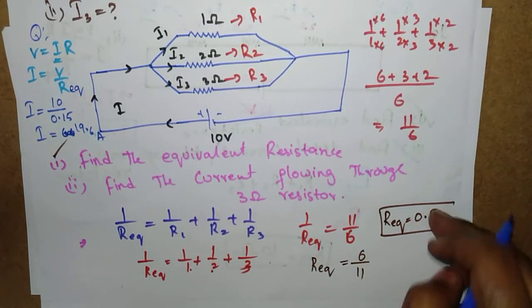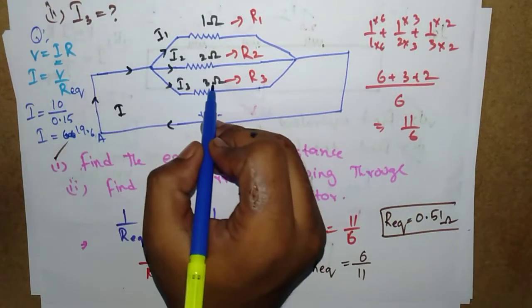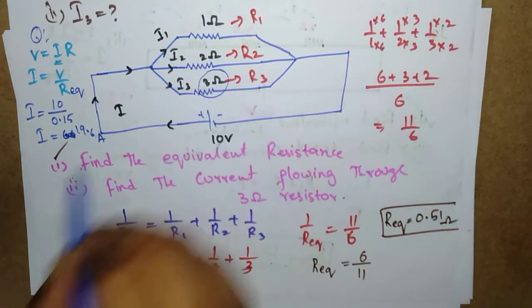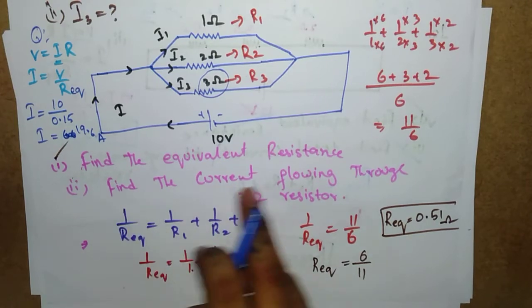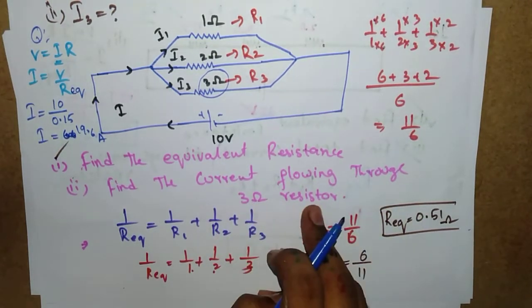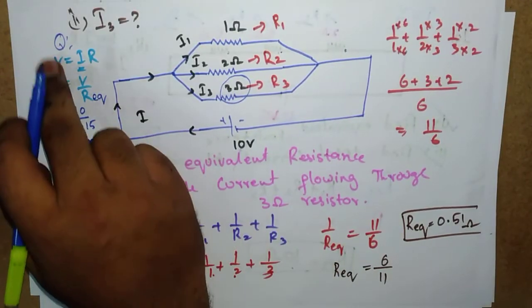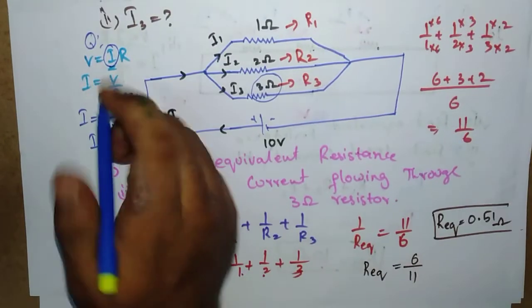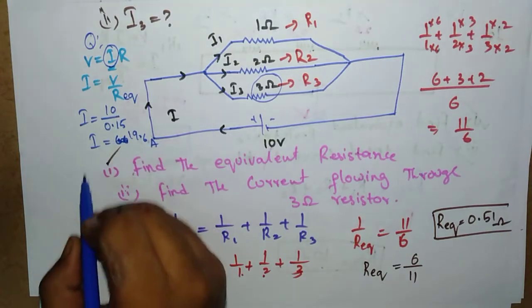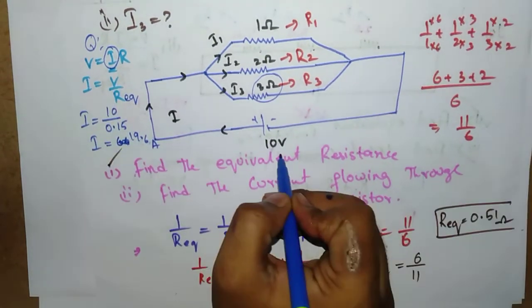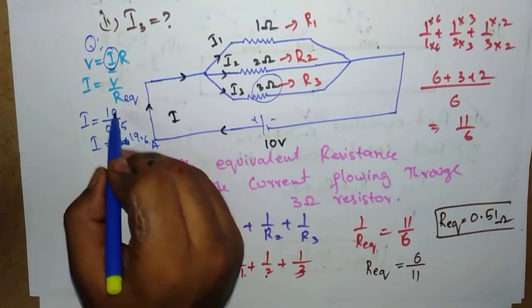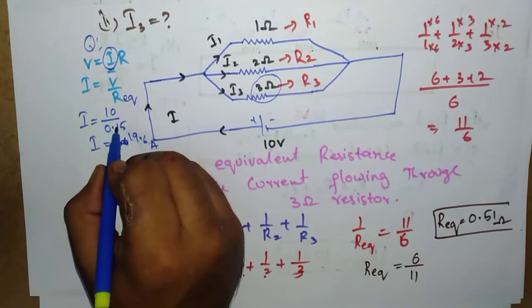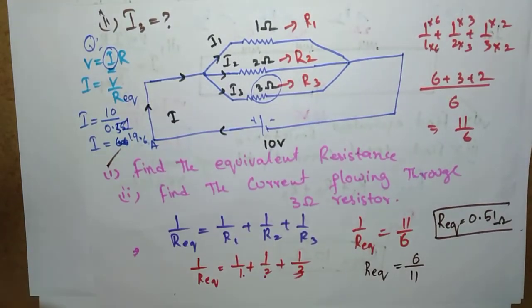So now I want the current flowing through the 3 ohms resistance. Here we have a relation V is equal to IR. We want current I, so I is equal to V by R. The voltage is 10 volts, so 10 divided by R equivalent, which is 0.51.